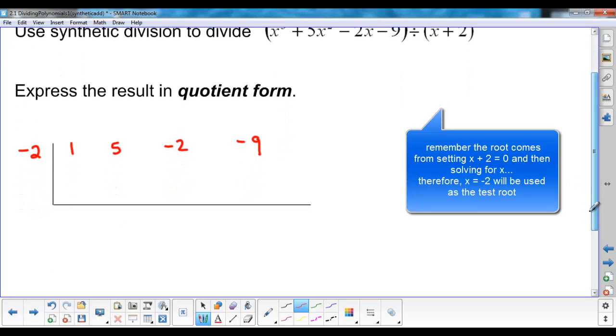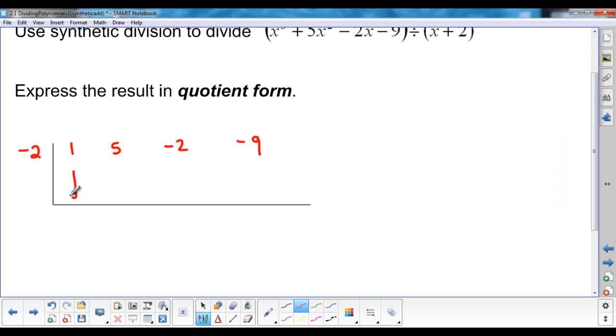Then we start our synthetic division. We always drop down the very first number. Then we multiply. Negative 2 times 1, and the answer goes in the next column. And then we add these two numbers up. So 5 plus negative 2 gives us 3. Take the number you just found and multiply by the test root. So 3 times negative 2 gives us negative 6. And we add the columns up. So negative 2, negative 6. Take this answer and multiply by the test root. Gives us positive 16. And again, we are adding.